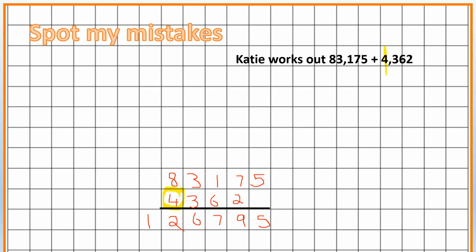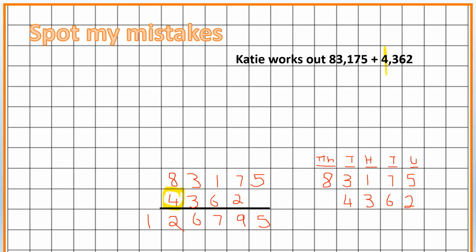I'm going to now show you how that should have been set out. I should have put the 4 here. Because then I have my units, my tens, my hundreds, my thousands, and my tens of thousands here.